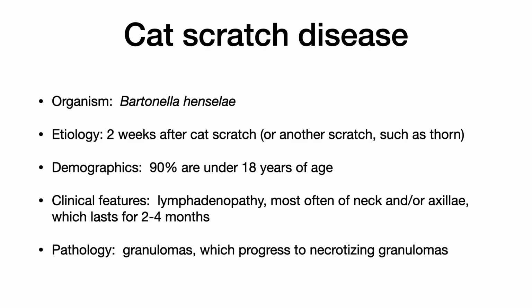So, cat scratch disease. This is due to Bartonella henselae. It occurs 2 weeks after a cat scratch, or it says it can occur also after some other type of scratch, for example, thorns. So I would assume people potentially with rose gardens, things like that. Most of them who get this are under the age of 18. And as we're talking about, you see lymphadenopathy. It says most often the neck or axilla, and it can last for 2 to 4 months. So kind of a chronic process. The characteristic feature is you see granulomas, and these can progress to necrotizing granulomas.